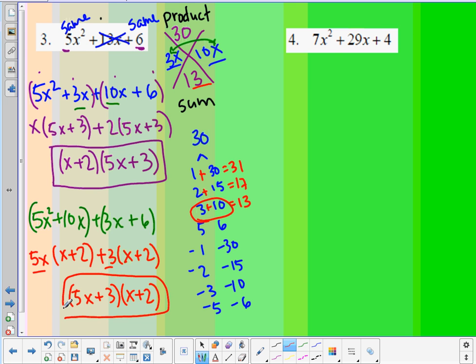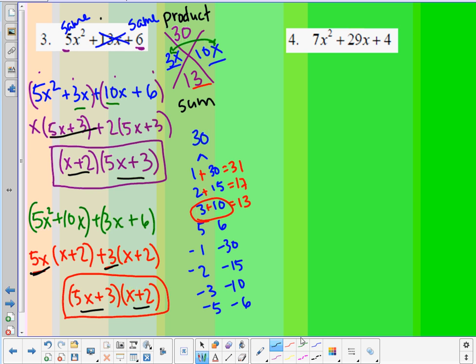If you look at the two factors, 5x plus 3, x plus 2, I got the same answer because we can write our factors in either order and it means the same thing. What happened is what was on the inside became the outsides, but that's okay. It doesn't matter. So the whole point of that is you can do it in any order.